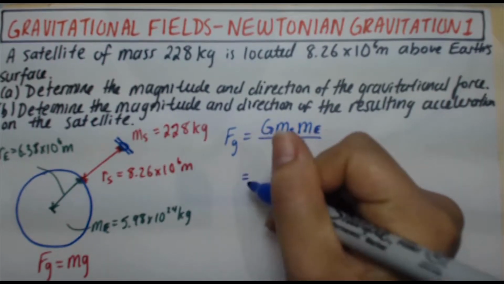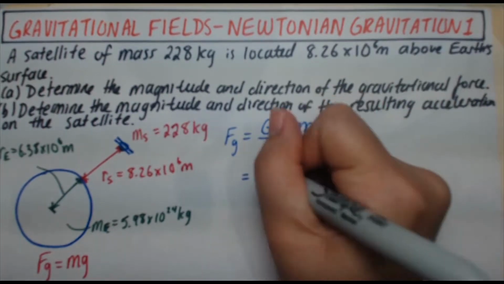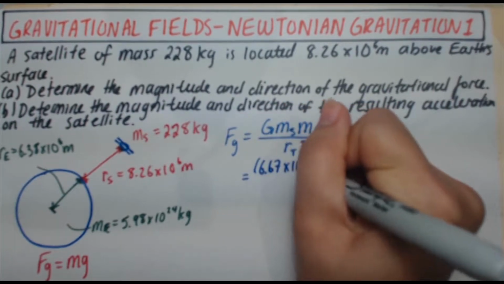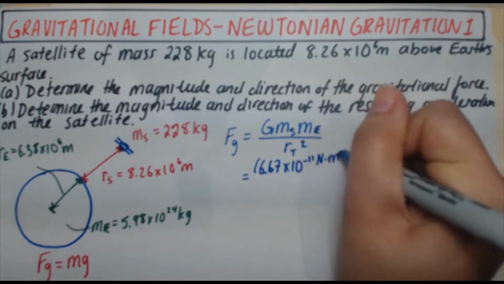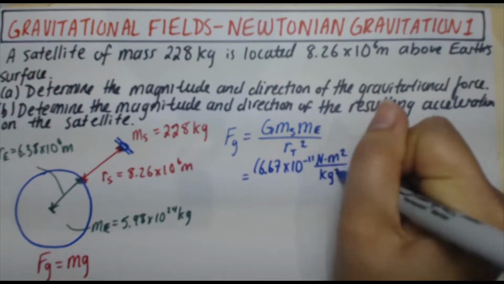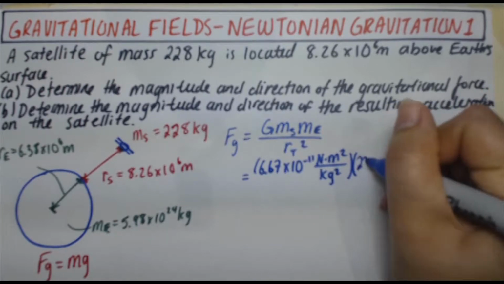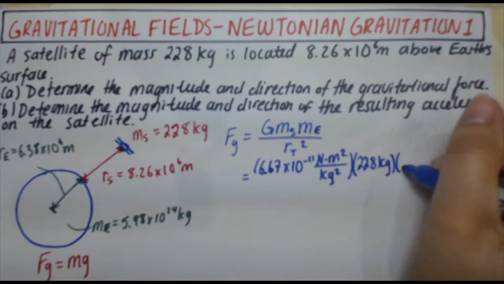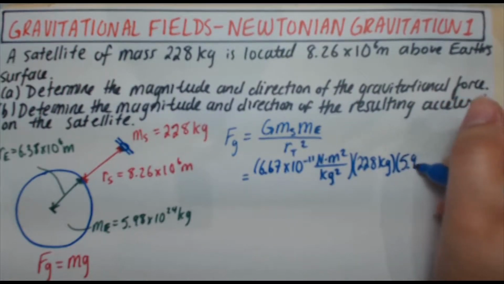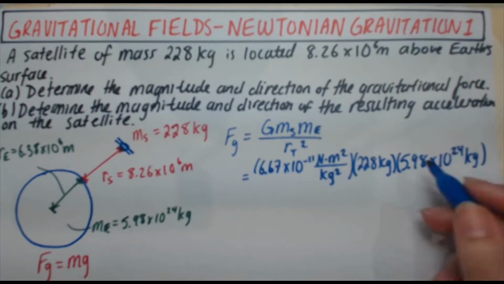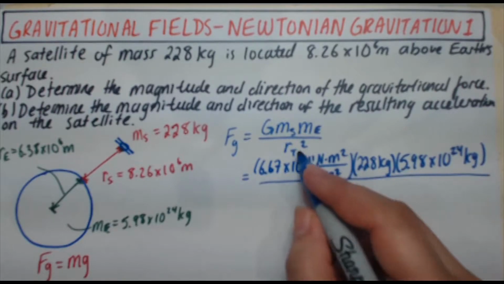So, our capital G, the universal gravitational constant, is a constant. It's 6.67 times 10 to the minus 11 newton meters squared per kilogram squared. The mass of the satellite is 228 kilograms. Mass of the Earth, 5.98 times 10 to the 24 kilograms. And we're dividing that by the total distance squared.